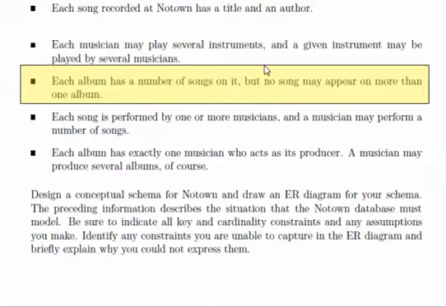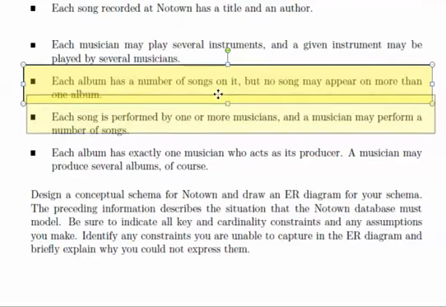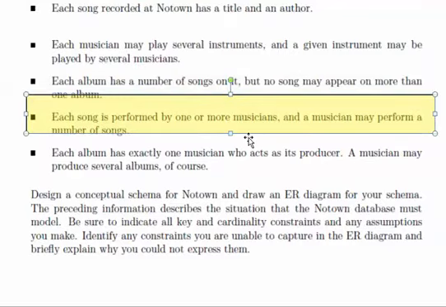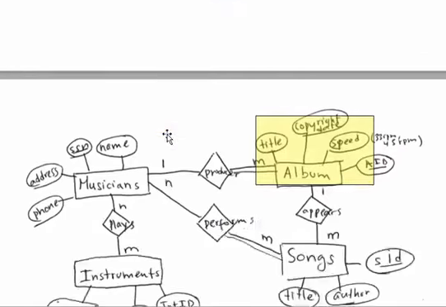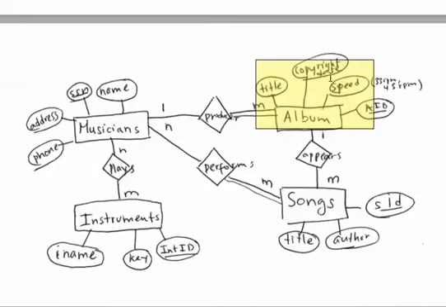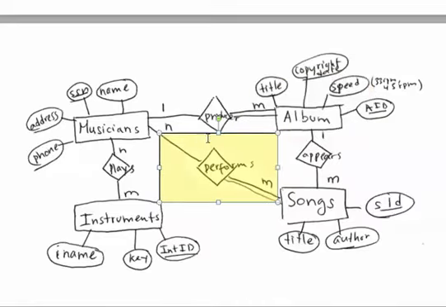Okay, so we have two more bullets here. Now a song is performed by one or more musicians. So this is perform: one or more on one side, and a musician may perform a number of songs. So perform between musicians and songs is identified here as another many-to-many.